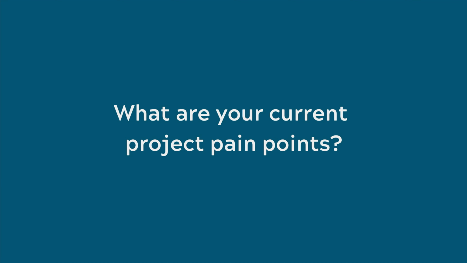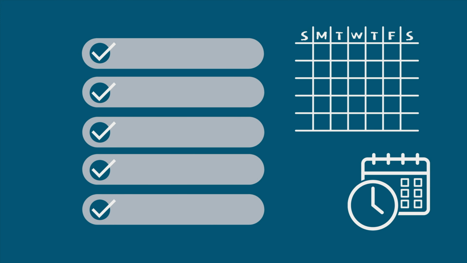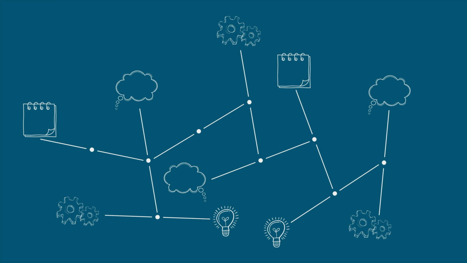The second question is, what are your current project pain points? For example, do you struggle with staying on top of tasks? You might want a task management platform that focuses on lists and deadlines. Is finding project information a challenge? You might want a knowledge management focused platform that focuses on database and relationship-based connections.